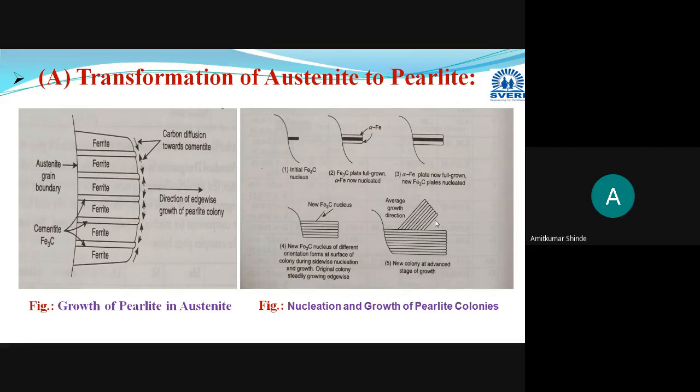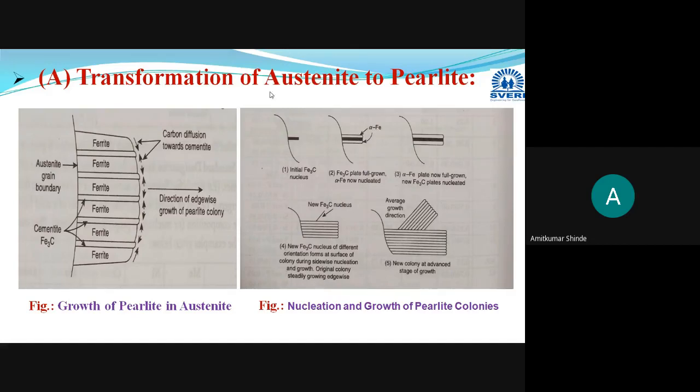Complete the drawing. First draw the grain boundary of the austenite, then draw the nucleus of the cementite. The nucleus of cementite will grow towards the adjacent region. Next to that cementite, ferrite will grow by rejecting the carbon, and cementite will grow by accepting that carbon.